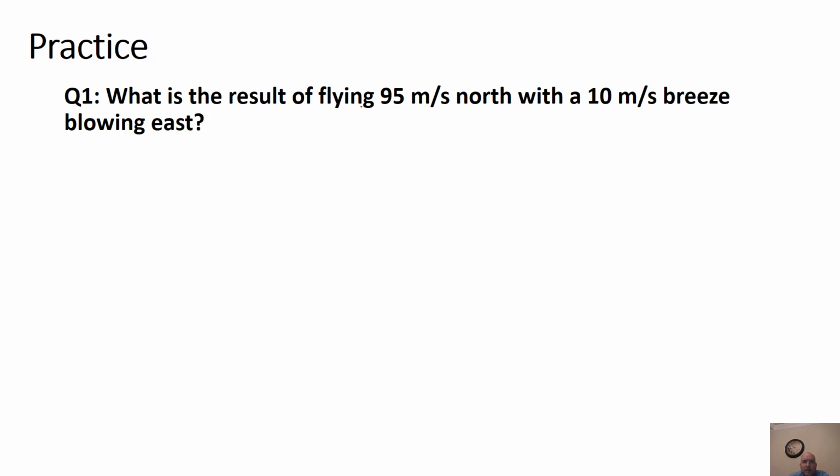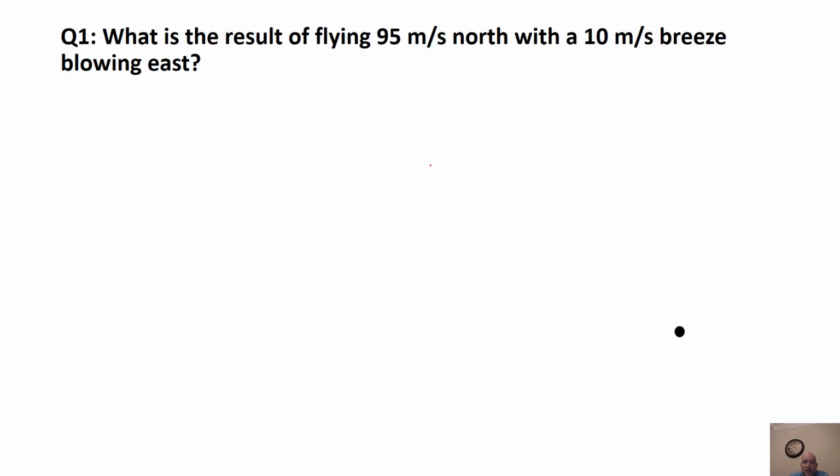Okay, what's the resultant of a plane flying 95 meters per second north with a 10 meters per second breeze blowing east? So we draw this out. We're going to draw the first one first, 95 meters per second north, and we're going to follow that off with a breeze blowing east. So when the plane's flying, it's not going to go straight, it's not going to the right, it's going to go in this direction, this resultant right here, and we throw the angle closest to the origin dot, and then we're ready to solve for the different parts.